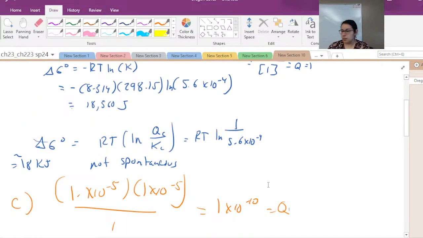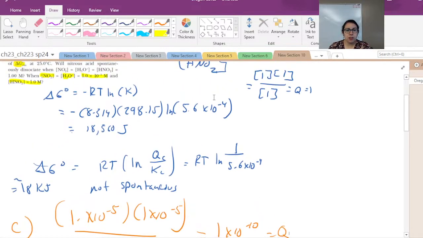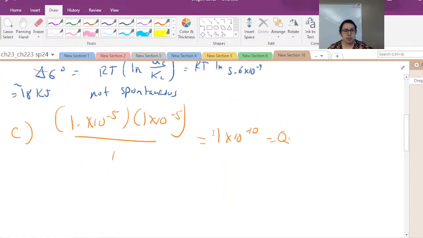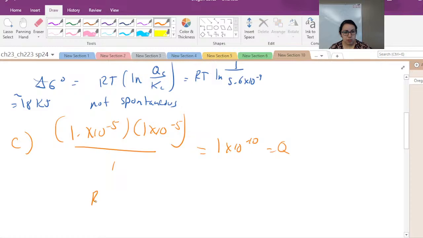And so we could kind of stop here and just think through it. Well, now we've verified that our Q is less than our equilibrium constant. So I would expect it to go forward, but let's plug it into our delta G and verify that. So we can use our same equation. So RT times the natural log of Q. So 1 times 10 to the negative 10 over the 5.6 times 10 to the negative 4th.